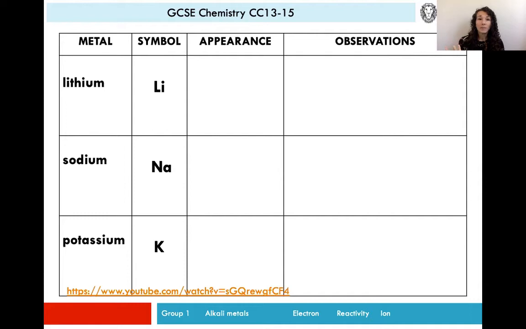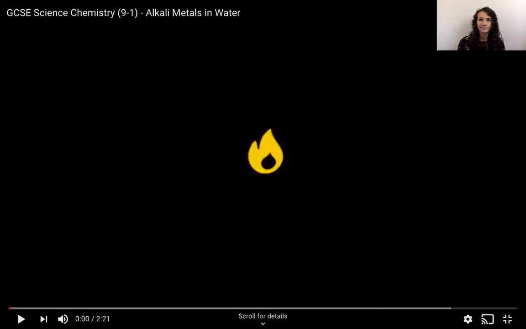So after you've paused and copied out this table, you're going to describe the appearance of these elements. So what are they like? What do they look like? What do they look like when they're cut into? So that's just describing what they look like. And you're going to describe your observations, so what you see when that element is put into water and reacts with water. Okay, so pause the video now, sketch out this table, and then we're ready to watch the video. Okay, well done. So here we go.